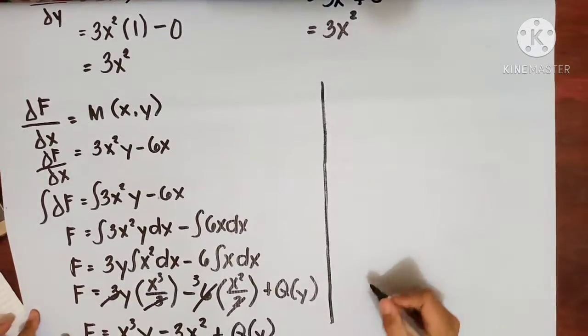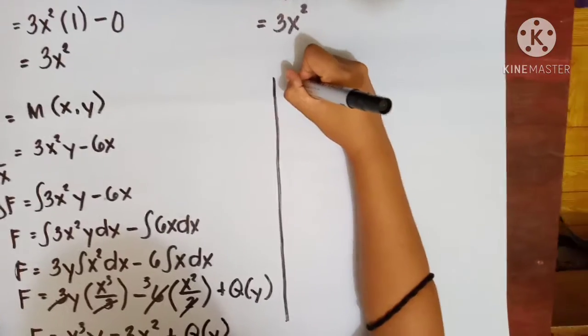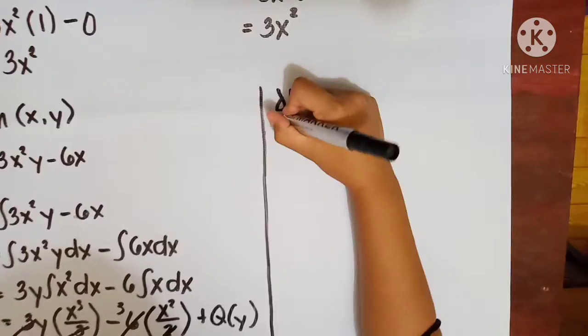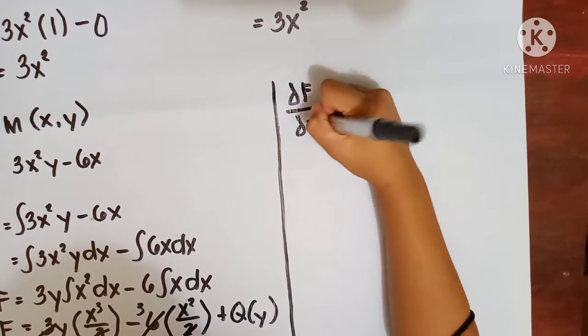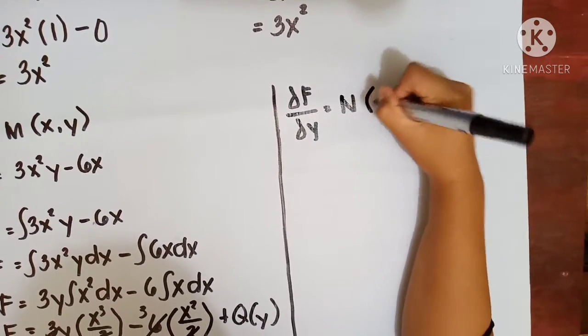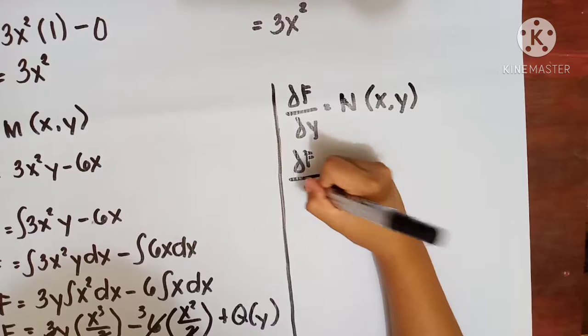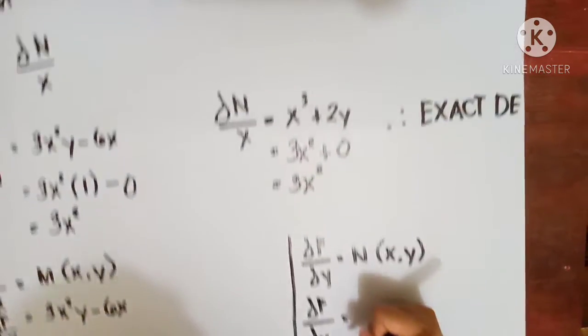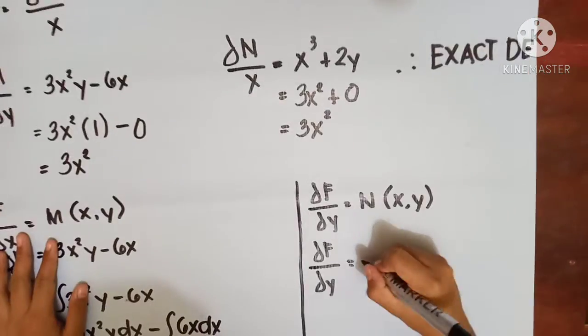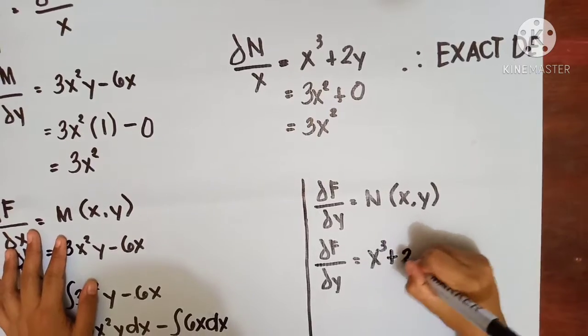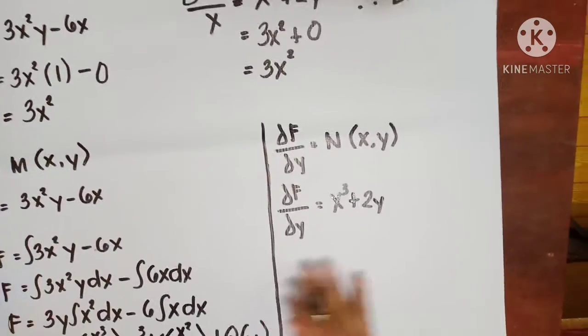For the other part, we still use the formula partial derivative of f. Now, this is in terms of y equals N as a function of x and y. So partial derivative of f in terms of y equals our N, which is x cubed plus 2y.